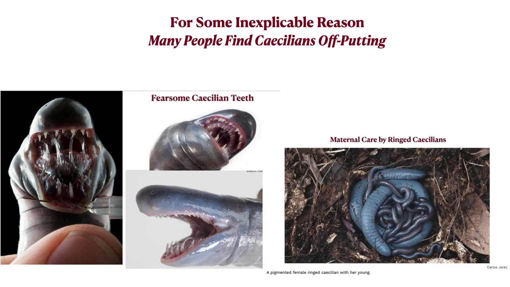Anyway, one final note on Sicilians, they are noted for their maternal care. Ringed Sicilians, the mother Sicilians, will create a new layer of skin, which is then eaten by their young, and they'll just keep creating skin to feed them. And it's recently been found some of them produce a substance very much like milk.